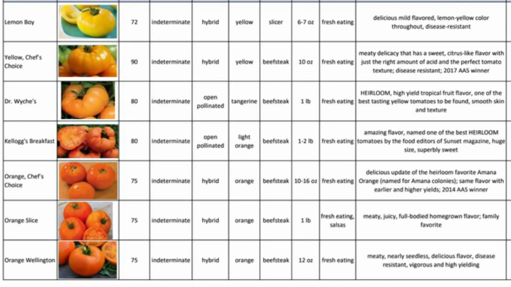And they range the same way. There's some hybrid, there's some open pollinated varieties. One of my favorites was an Amana orange, and we're not carrying that one this year, even though it was one of my very favorites.